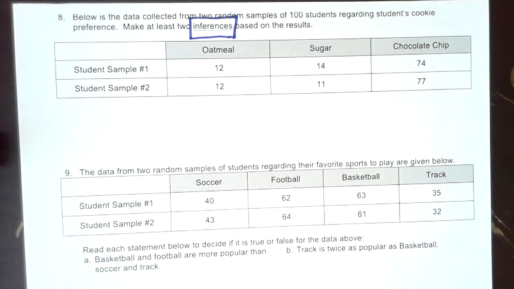So that's exactly what a survey does, right? A survey gives us an easy way to make a judgment about the population without actually finding the data from every single person. Okay, so below is the data collected from two random samples of 100 students regarding students' cookie preference. Make at least two inferences.